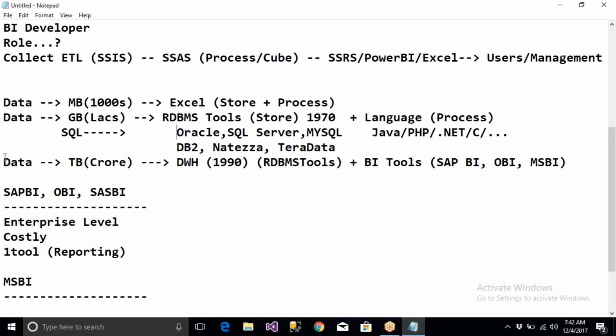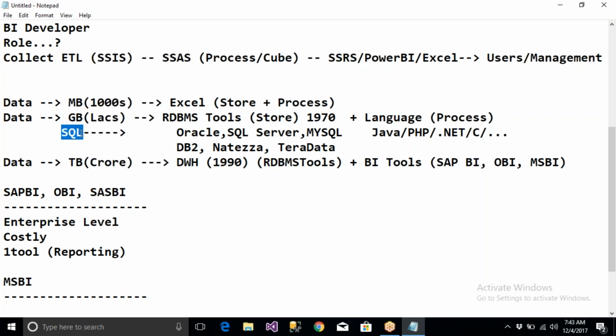For example, I'm using English to teach you MSBI, so I have to have a language, and the language I'm using is English. Like that, Oracle, SQL Server, MySQL, if you want to interact with them, you need to give them a command in a language. The language is called SQL, structured query language. It was developed in the 1970s.